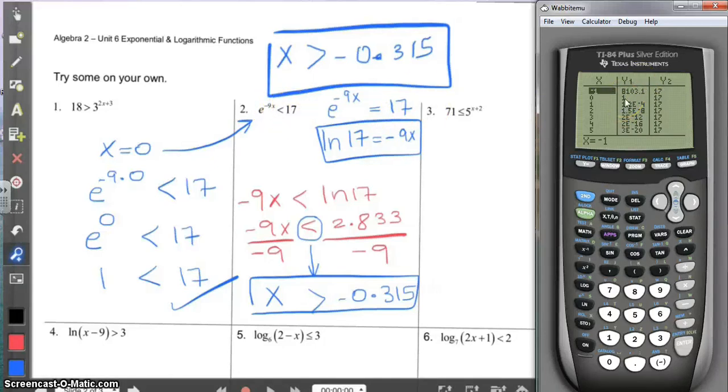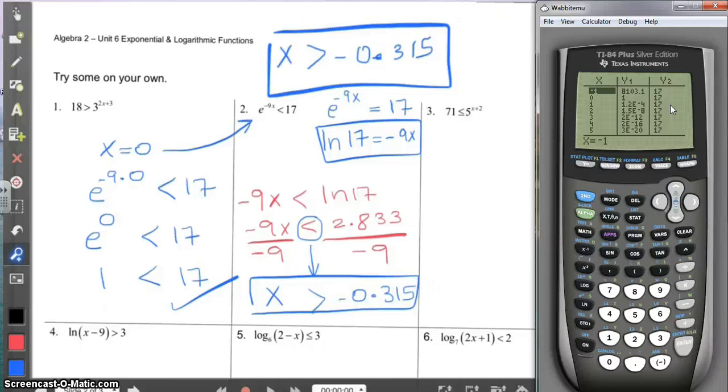So for what x values is this right? Like y1 is less than 17. So at 0 we have 1, less than 17. So any value from 0 and up would make sense. And since I'm saying x is greater, it means it has to be 0 or greater. So yes, it does make sense. Another way for you to check, instead of plugging it in, is to take a number greater than negative 0.315, which is 0. And if you check on your calculator, you see that e to the power negative 9x is 1, which is less than 17 because you want it to be less. So yes, it does make sense. So always you can go back to the calculator to check.